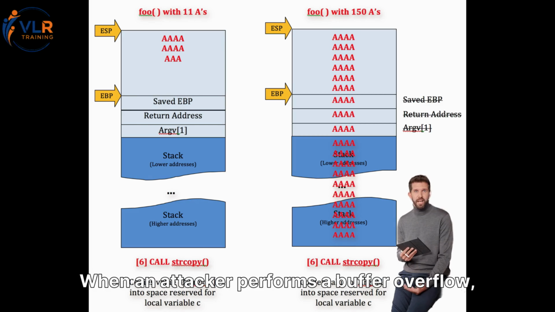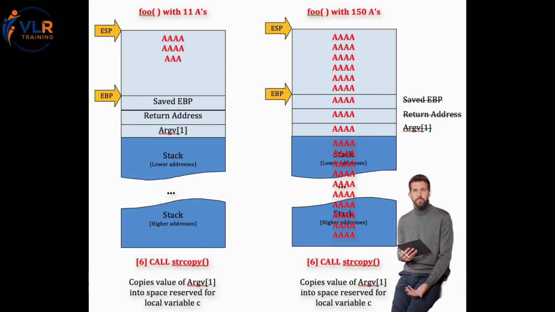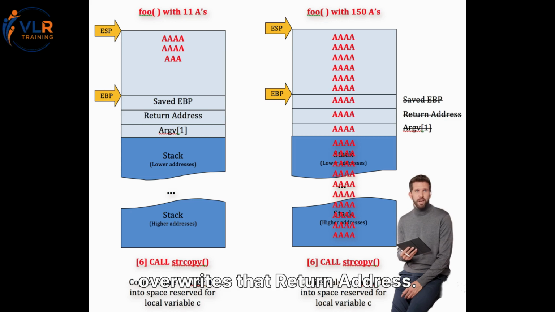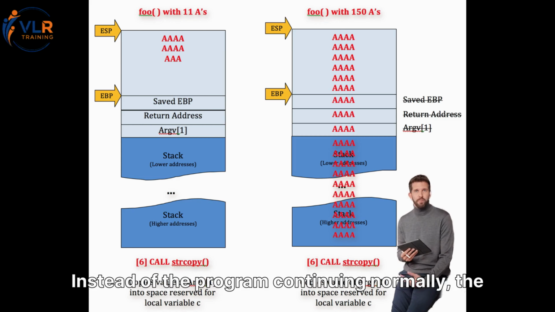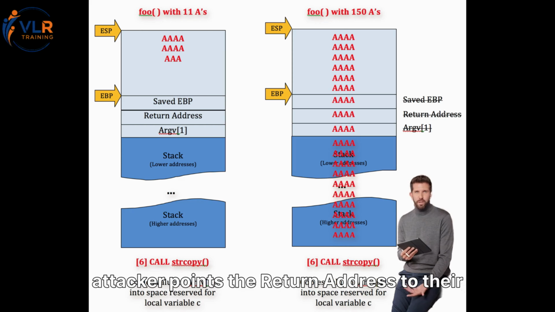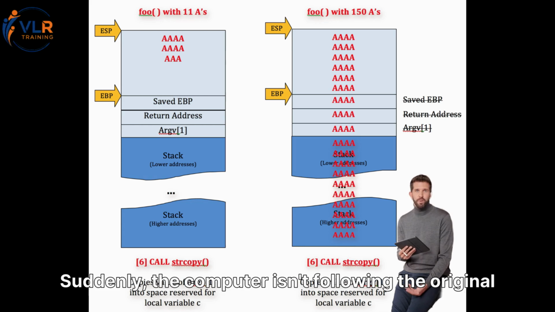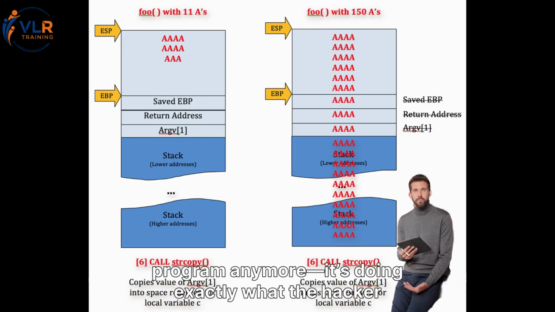When an attacker performs a buffer overflow, they send much more data than the buffer can handle. This overflow travels down the stack and overwrites that return address. Instead of the program continuing normally, the attacker points the return address to their own malicious code, known as shellcode. Suddenly, the computer isn't following the original program anymore. It's doing exactly what the hacker wants.